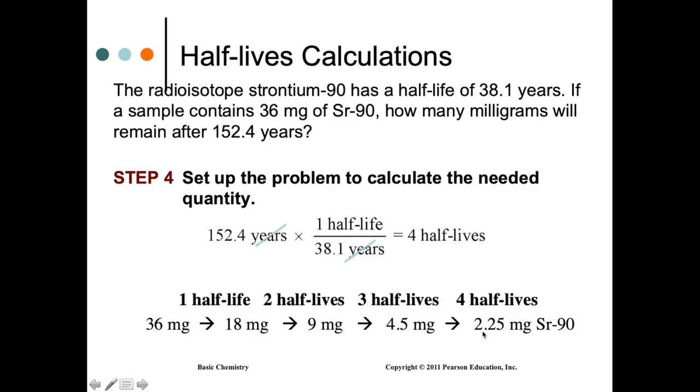Alternatively, you could use the exponent method, where we take our initial amount of 36 milligrams, and we multiply it by half, raised to the power of n, where n is 4, because that's the number of half-lives we're dealing with, and we figure what that is. So you take half raised to the power of 4, that is 1 over 16, and so 36 divided by 16 is 2.25.